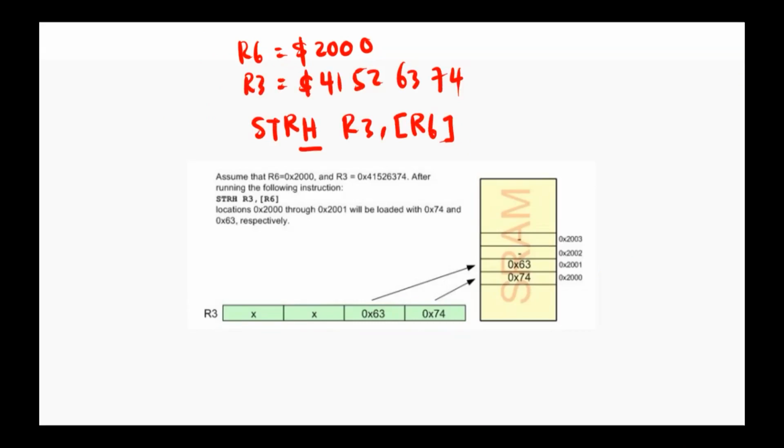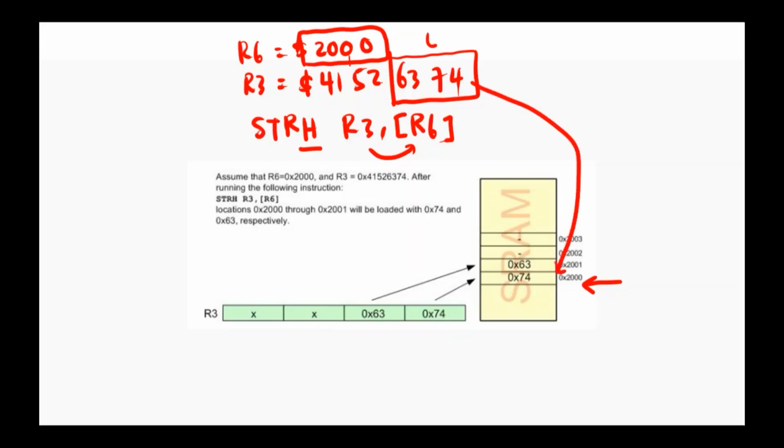You're going to store a half word from R3 and put it to the location pointed by R6. So now we go to the address pointed by R6, which is at address 2000, and store the half word. This is your R3. You divide your R3 into 2 half words: this is the lower half and this is the upper half. Now you just copy the lower half, which is a 16-bit number, to the address pointed by R6. So 74 will be stored to address 2000, while 63 will be stored to address 2001. What about 41 and 52? The 41 and 52 in the upper half word will be ignored.